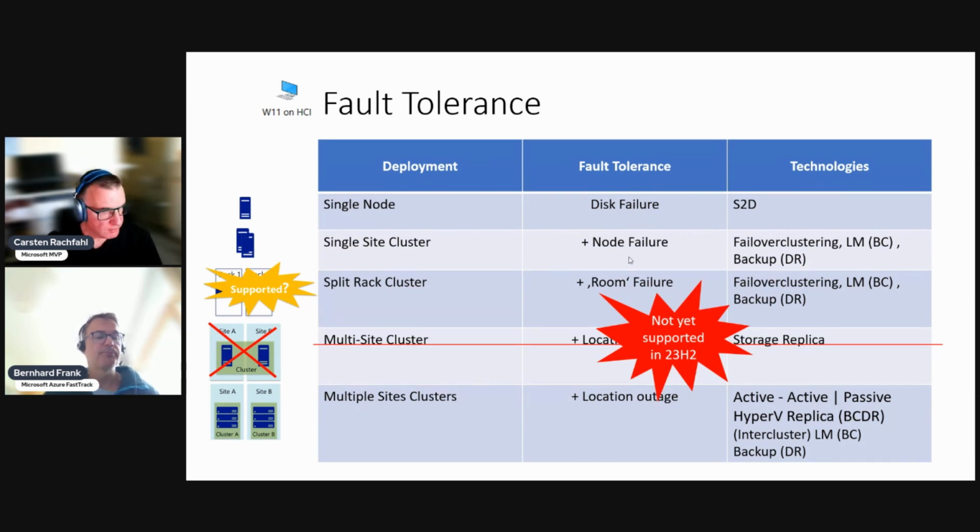And no stretching is involved. Cluster A is only in one rack, and cluster B is on another site, in another rack, and you can have multiple of those.